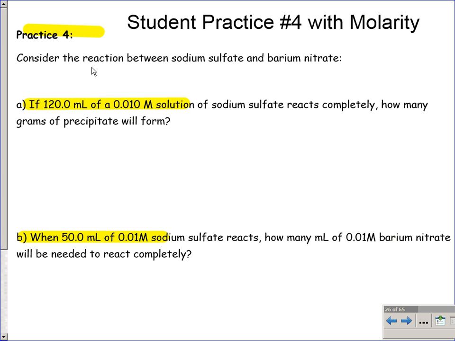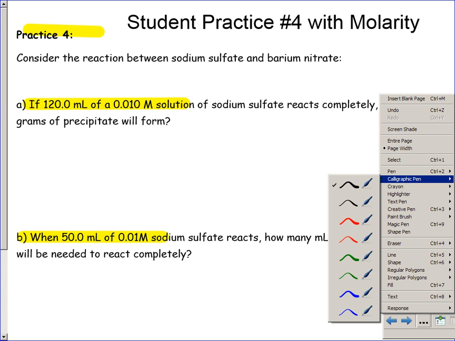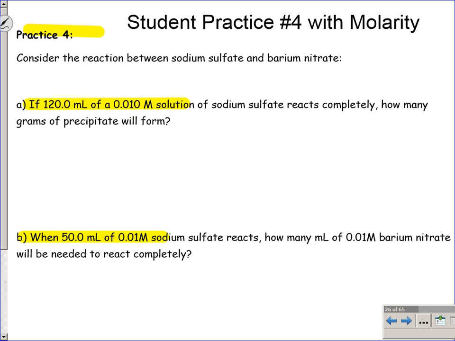So we're going to start with number 4, which was the last one on your practice. You should be able to tell me first the balanced chemical equation. Go for it. Sodium sulfate is what? Na2SO4. Okay, so sodium sulfate, Na2SO4, because the 2 comes from sulfate's charge. Okay, barium nitrate, Ba(NO3)2.